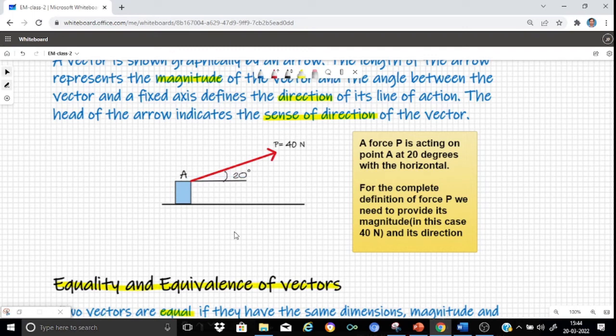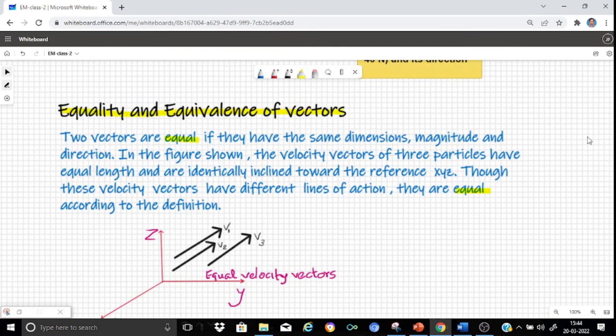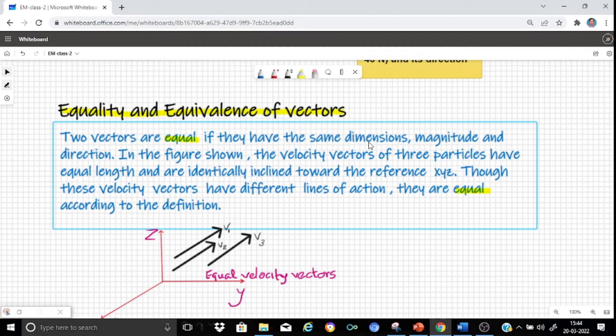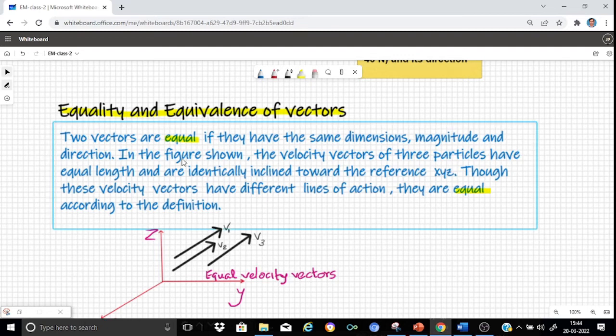Okay. So now let us discuss an important concept, that is the equality and equivalence of vectors. So the question is, when we have a set of vectors, when do we say that all these vectors are equal? Or when do we say that all these vectors are equivalent? The subsequent discussion makes the terms equality and equivalence very clear. So now let us start.